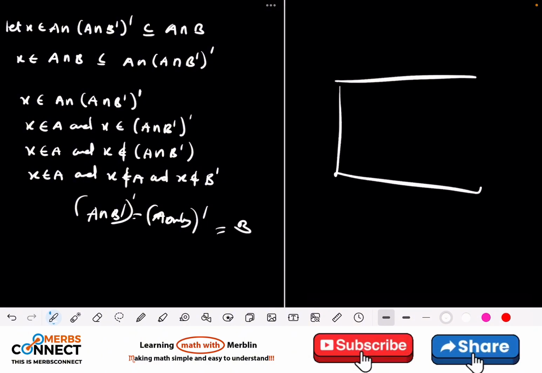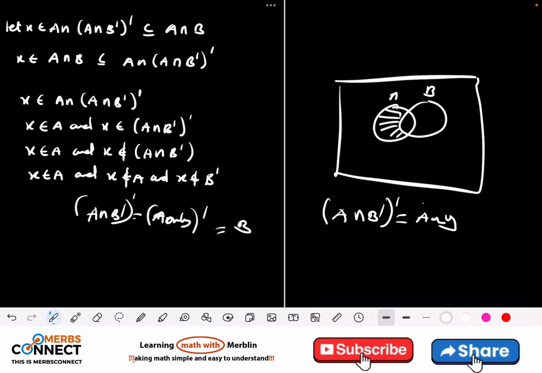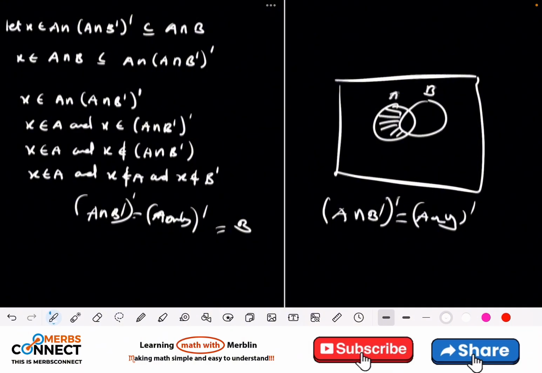B. Let's draw the diagram and see. So if I have this here and I have A, right? The first thing that we are going to do is A intercept B prime. So what is A intercept B prime? A intercept B prime is like A only. So what is A only? Just here. Then we said, okay, now let's also take another complement. Everything complement here is A. So A only complement will be something like this.